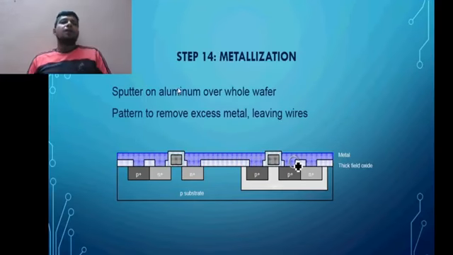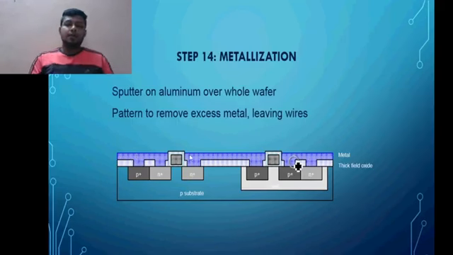So here you are placing aluminium over the whole wafer. This will be for the contacts from the outside to the inside of the chip. So wherever the contacts are needed, there the metal aluminum is kept, and in the other places it is taken off.